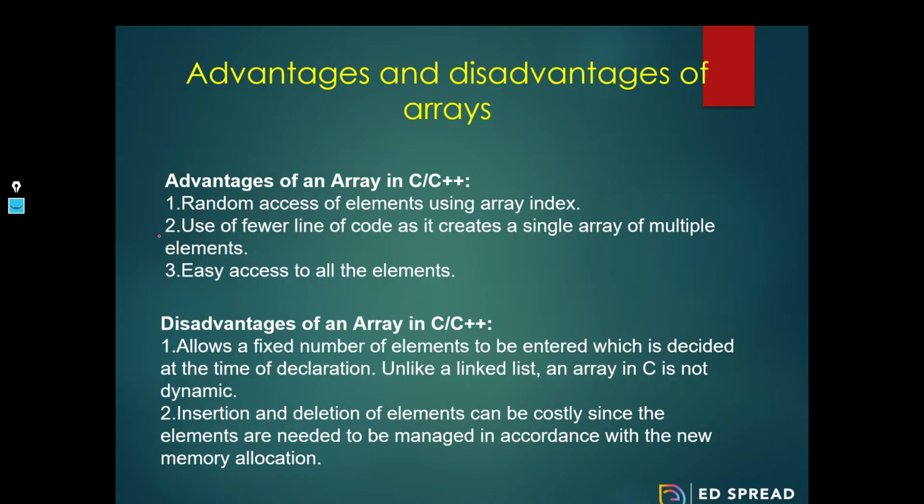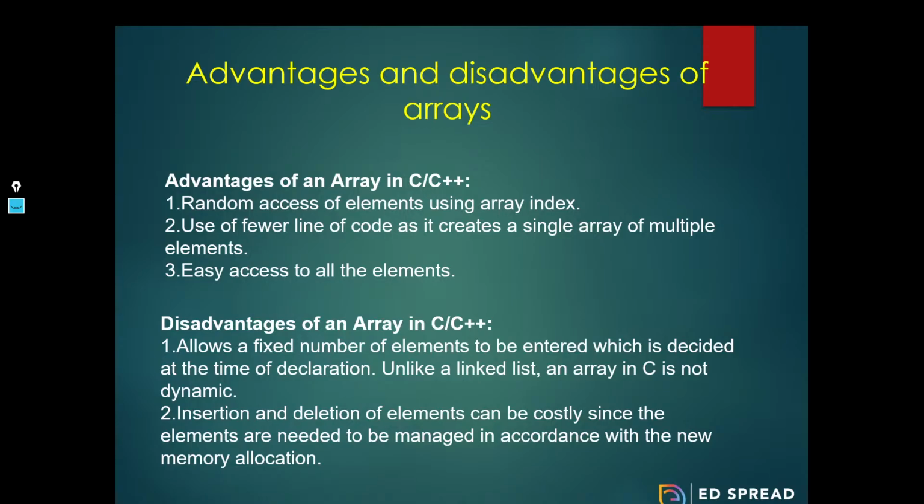Now, the next obvious advantage is you have to write very few lines. Why? Because if you create 10 such variables, that will be a problem. What you are doing is writing all these 10 variables inside one array in one single line. Again, the next advantage is you can easily access every element just by writing that index. Now, there are some problems with arrays as well.